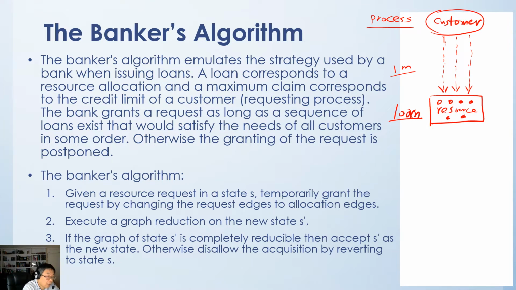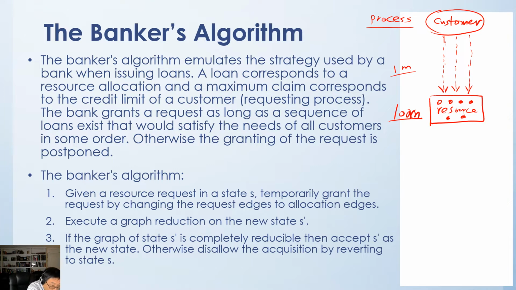So the customer's credit limit is based on the customer's income and also based on the credit history. Whether this customer has a bad history or good history. If the customer is a good customer and never has any kind of bad history, then the bank may increase the credit limit.